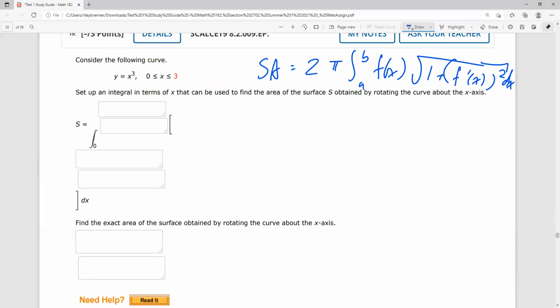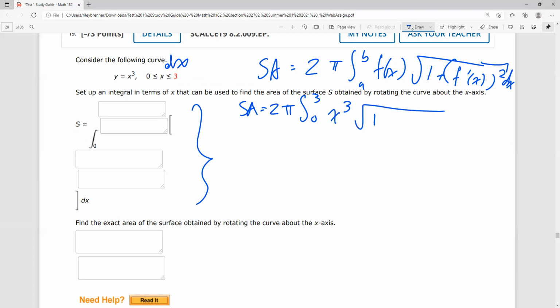Looks like in this case, they're going to break it into parts for you, so you don't need to worry about that too much. But all it is, if we were to do this problem real quick, 2 pi, well, the bounds are given. That's 0 to 3. We're doing it in terms of x. f of x is x cubed. 1 plus, well, let's first take the derivative of that. What is the derivative? That is 3x squared.